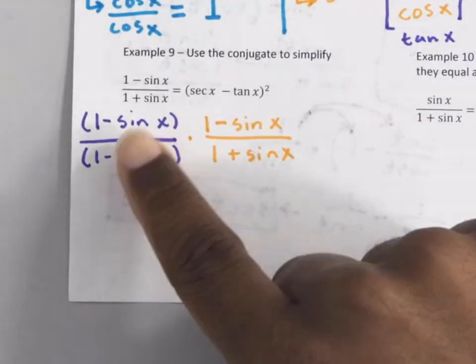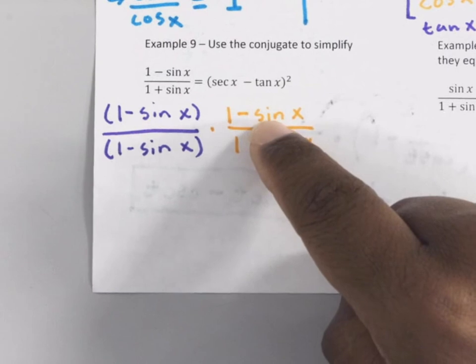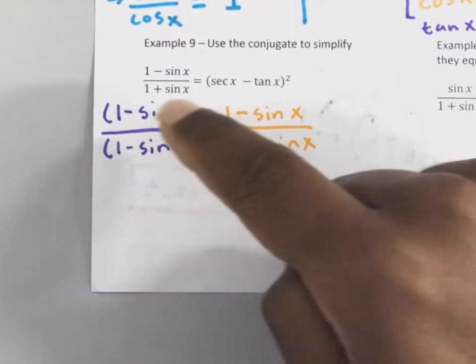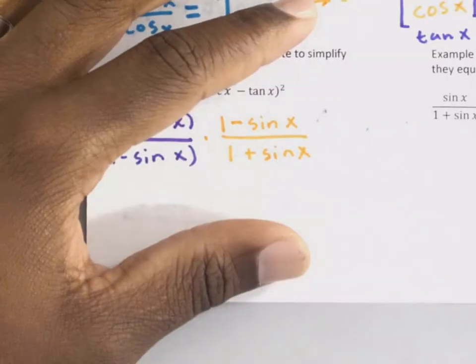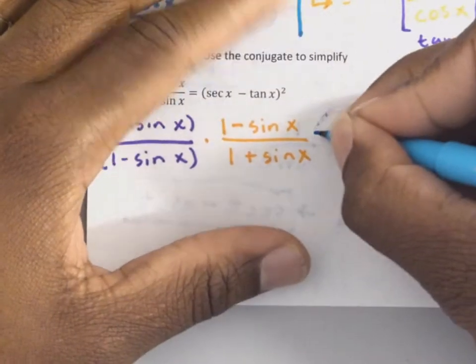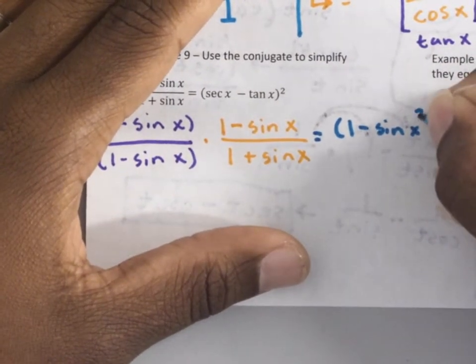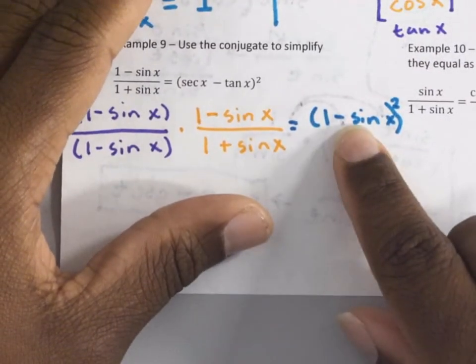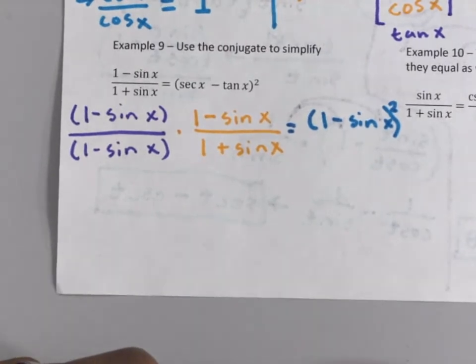Okay, so is this top the same as this top? Yes. It's the same. So it's 1 minus sine x, and I'm going to just leave it like that for now. The same thing on top, I'm just going to square it for now. Right, okay with that?